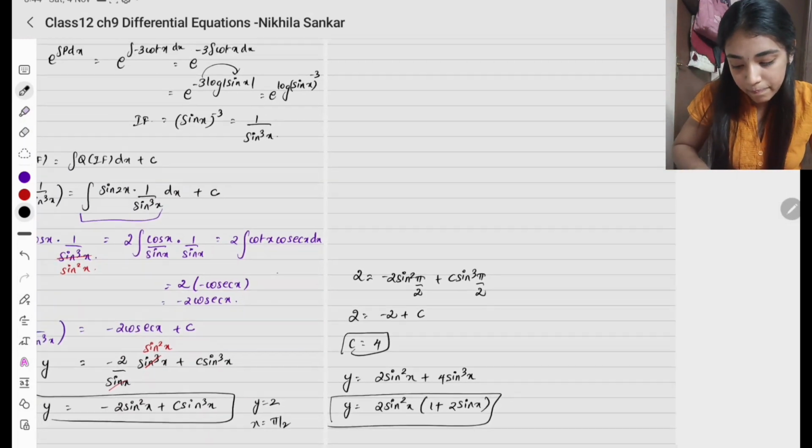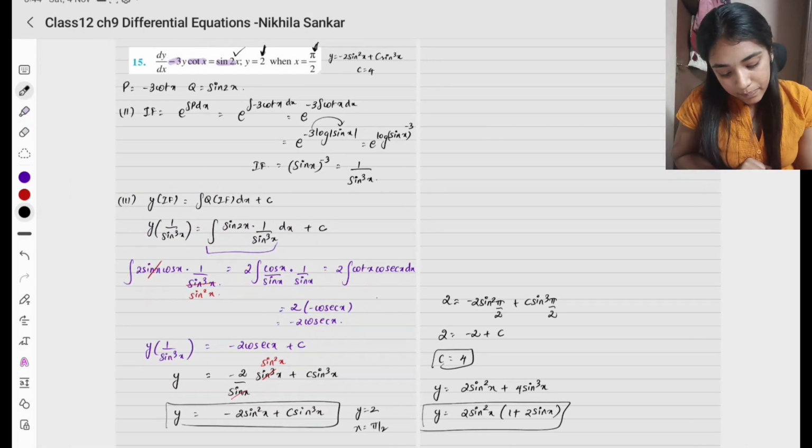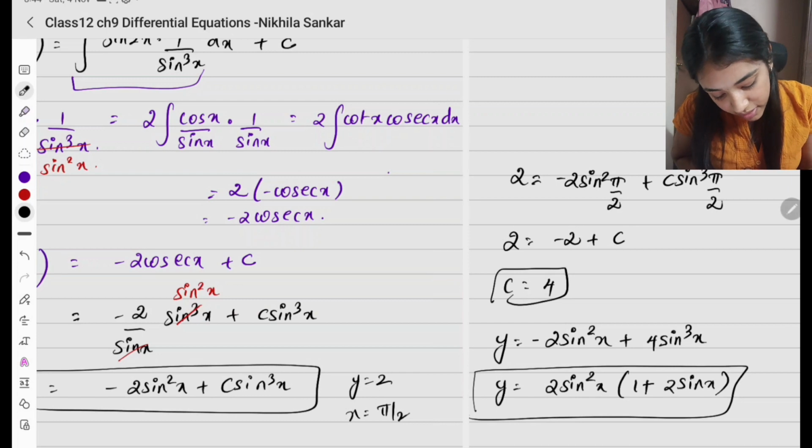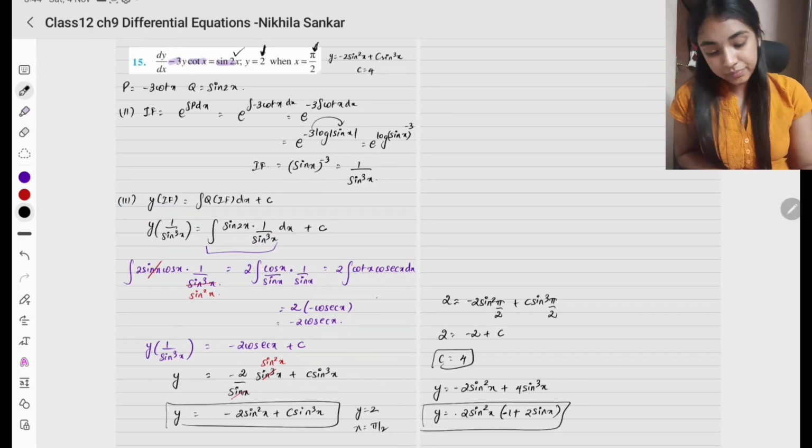Please copy. Don't forget there is a minus here. Minus, I have a minus 1 here. Okay, please copy.